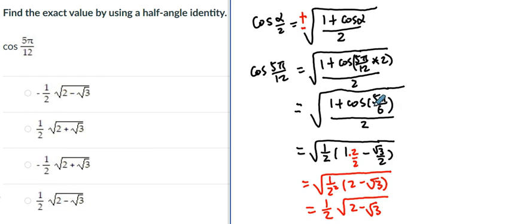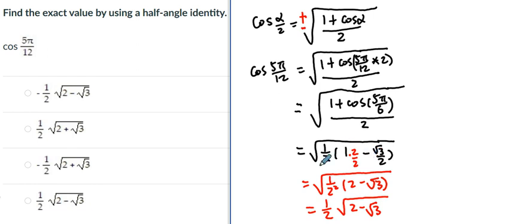Why is cosine 5 pi over 6 a negative value? Because 5 pi over 6 is in the second quadrant. You see, here is 75 degrees. If you double that, it's going to be 150 degrees. 150 degrees is in the second quadrant. So you have a negative value here.